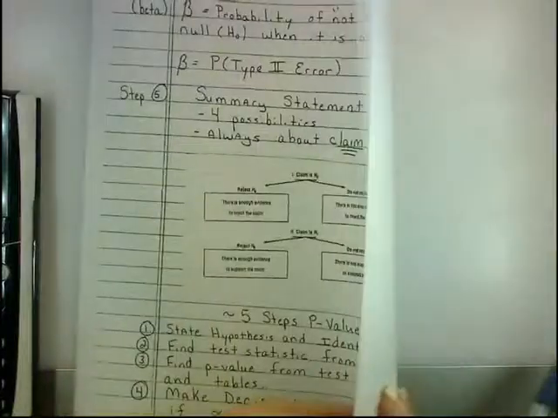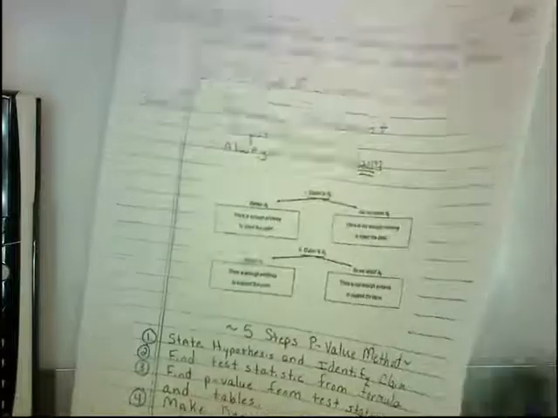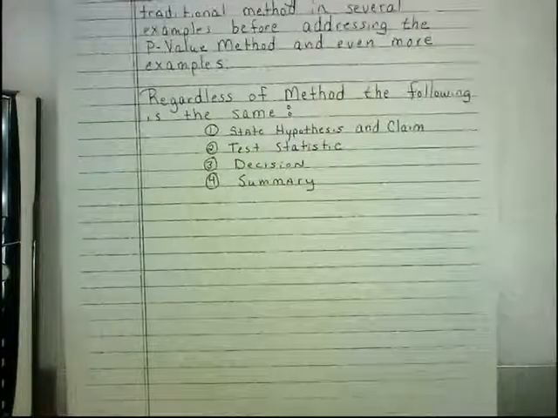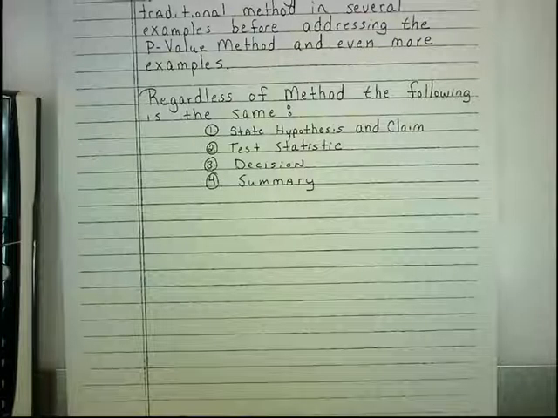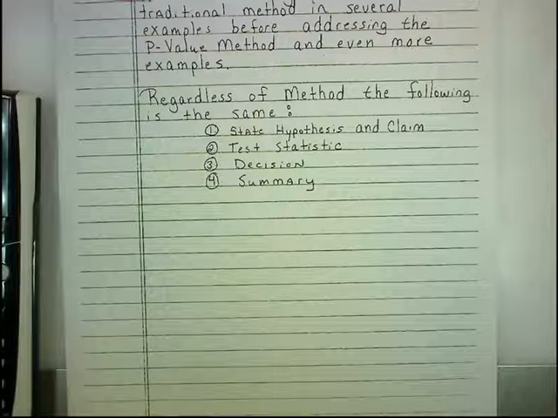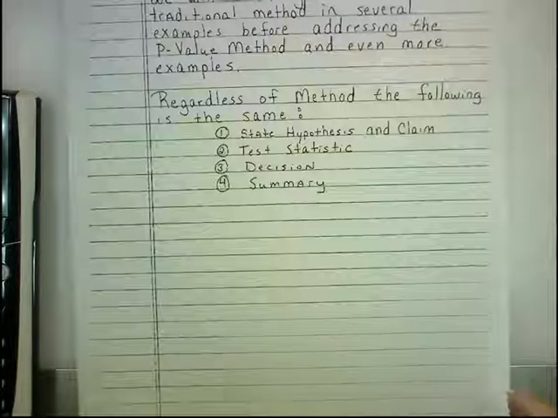And then the last page of the overview, which will conclude lecture number 1, is just to remind you that we'll go over the traditional method first and then the p-value method. Regardless of method, the hypotheses, the test statistic, the decision, and the summary are the same.